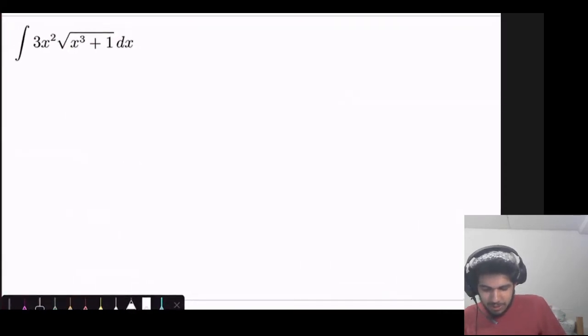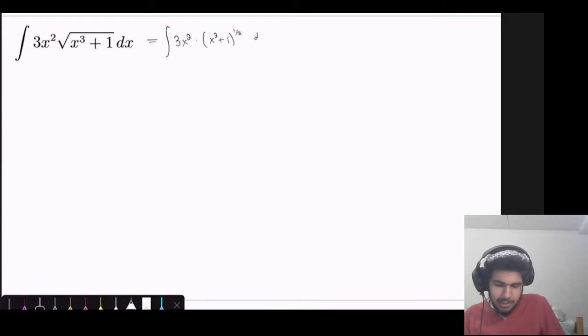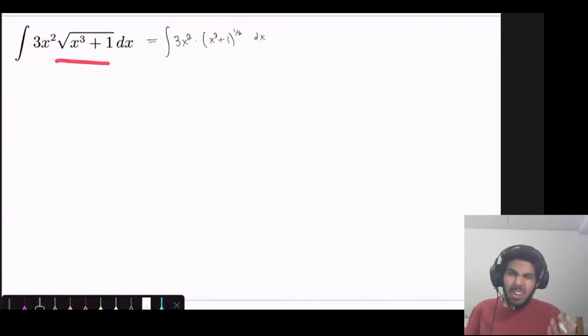So let's just make it in terms of a power. So this is equal to 3x squared times x cubed plus 1 to the 1/2 dx. This is a technique that I really encourage you to latch onto if you're comfortable with it. Square roots aren't really nice to deal with for derivatives and integrals because they're just kind of obscure functions. So I always like to change square roots and cube roots to their power form, because we know a lot of things about how to deal with derivatives and integrals with powers. We have our rules for those. So this is just a technique that I encourage people to follow.